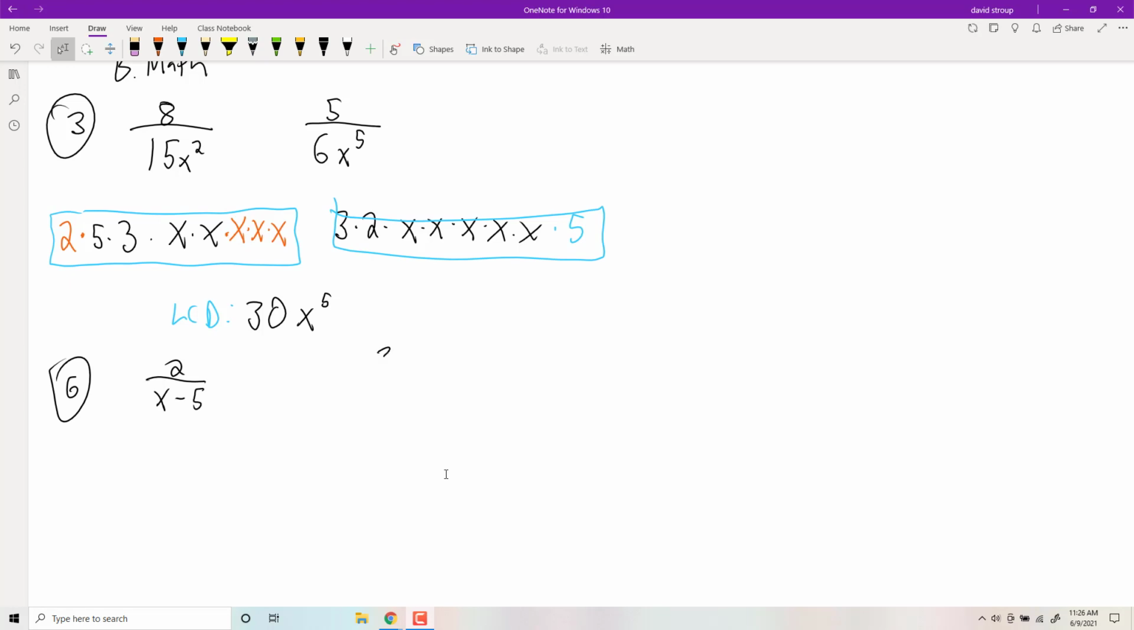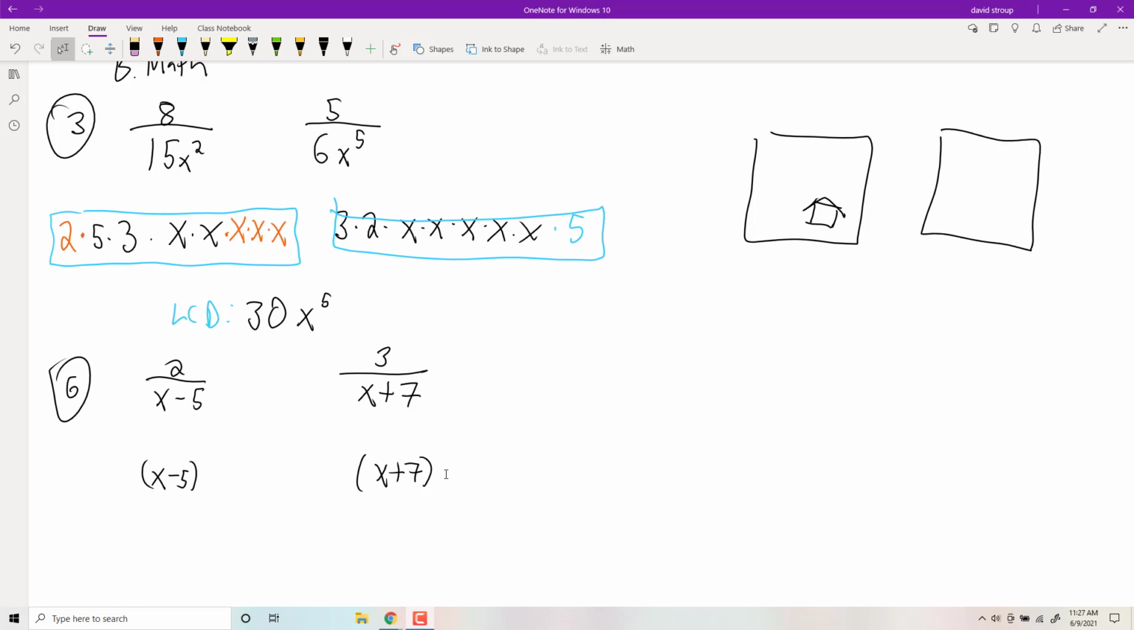2 all over x minus 5, and 3 all over x plus 7. Okay, in this case, the denominators are pretty much factored. There's nothing to take apart. There's just one thing in each picture. So for example, for your visual learners again, maybe the first picture, the x minus 5 is just a house. And the second picture, the x plus 7, maybe that's just a tree, right?